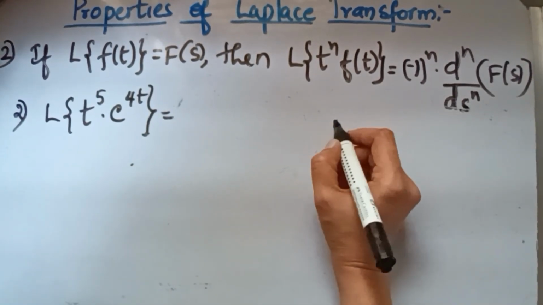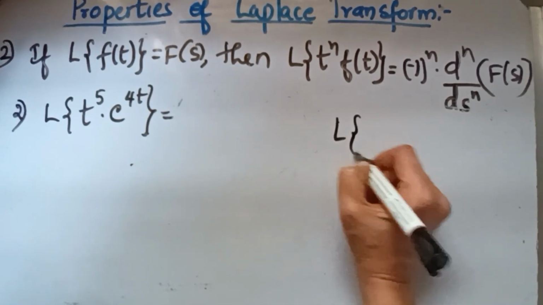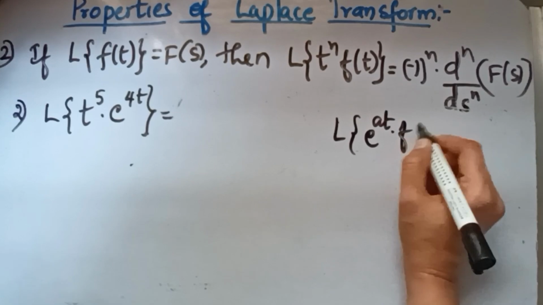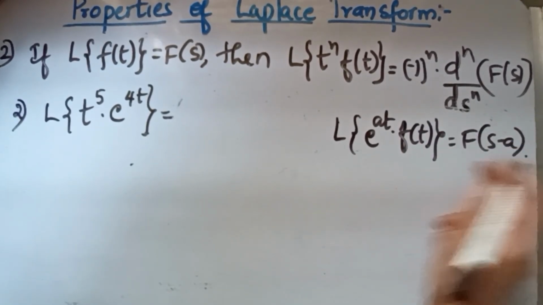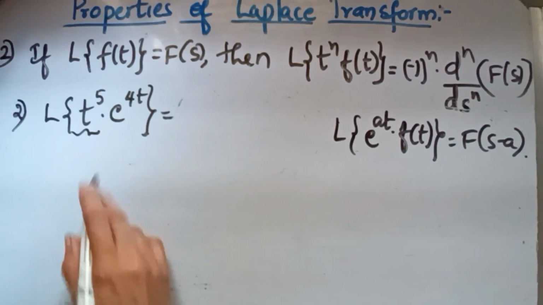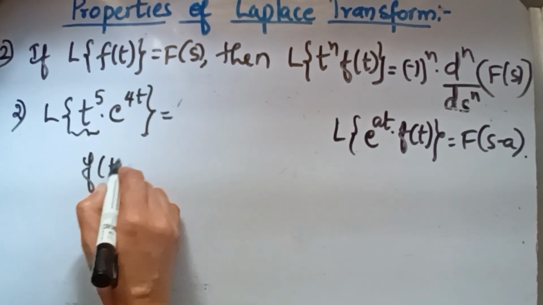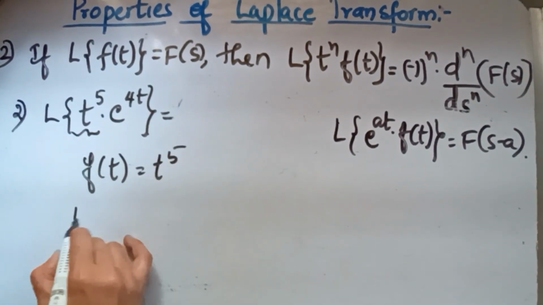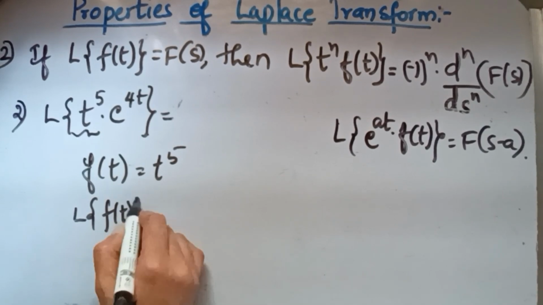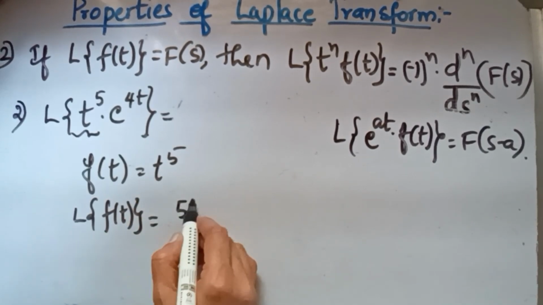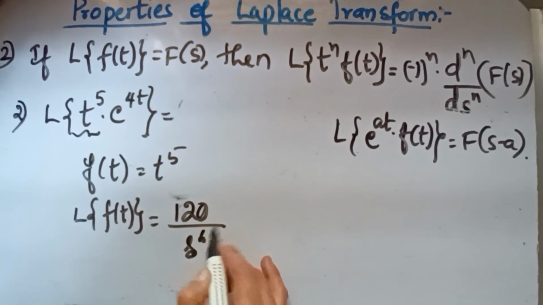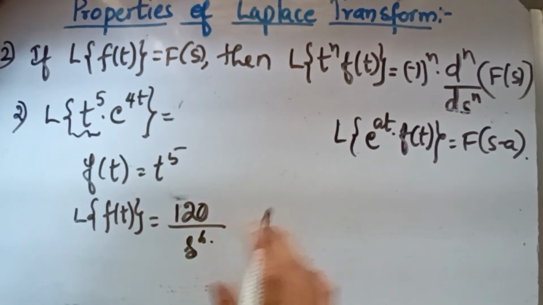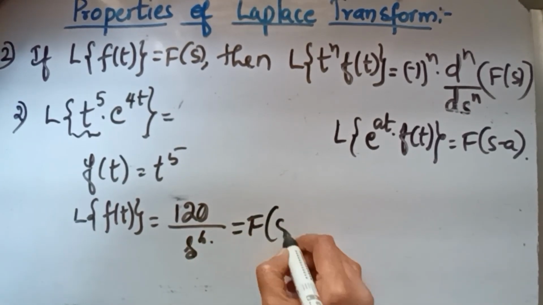See, if you apply the first property, the Laplace transform of e to the power at into f of t is equal to f of s minus a. So in that case, you have to take f of t equal to t to the power 5. What is the Laplace transform of f of t? This is equal to 5 factorial, meaning 120, divided by s to the power 5 plus 1, that is 6. So this is your f of s.